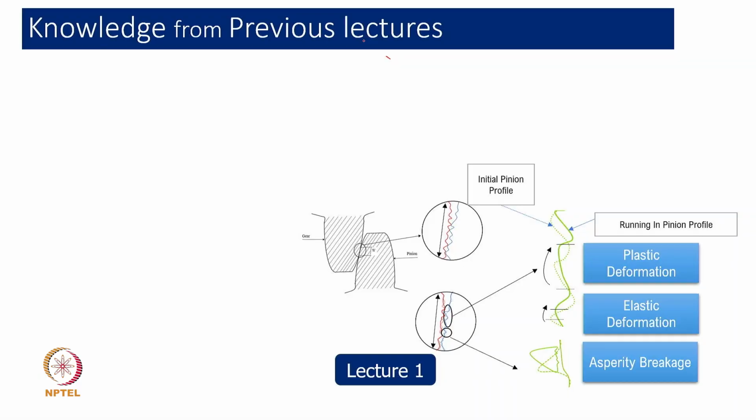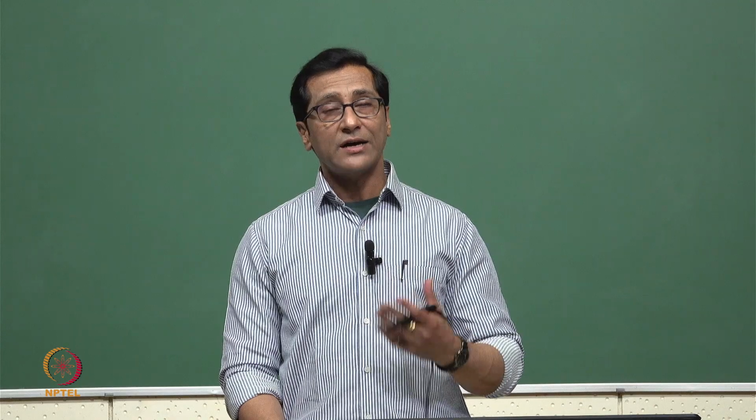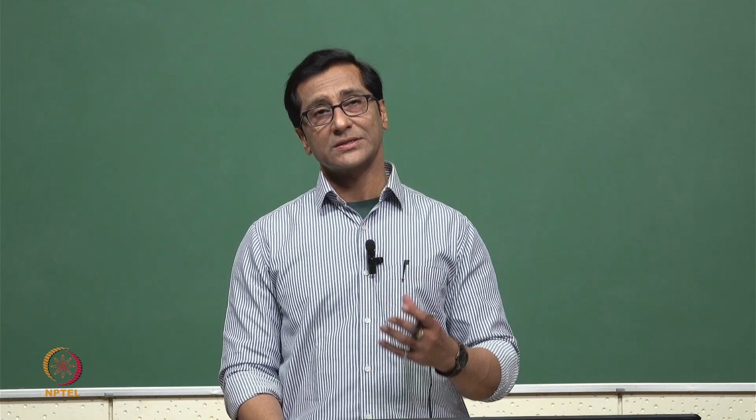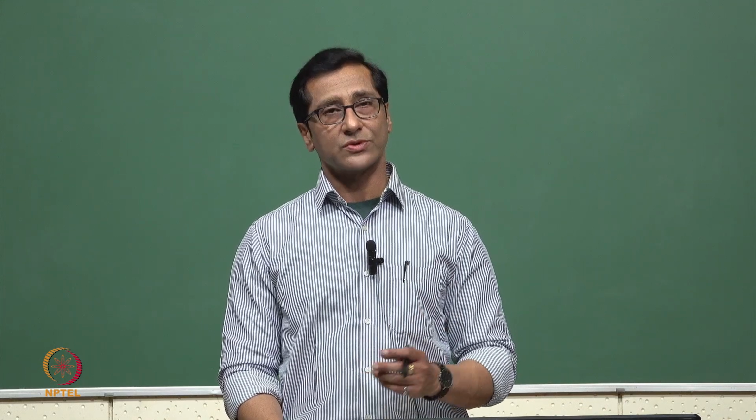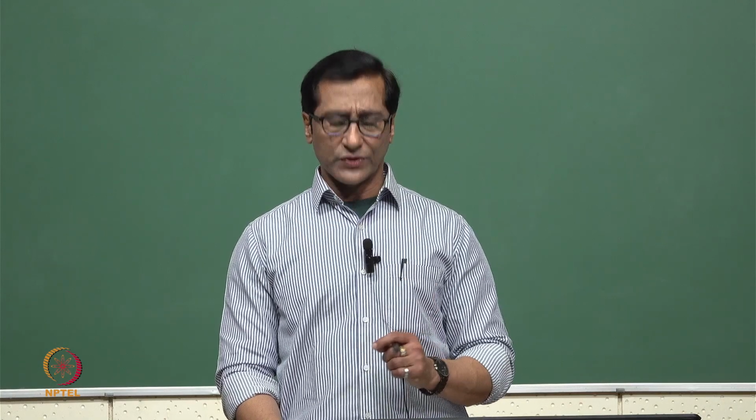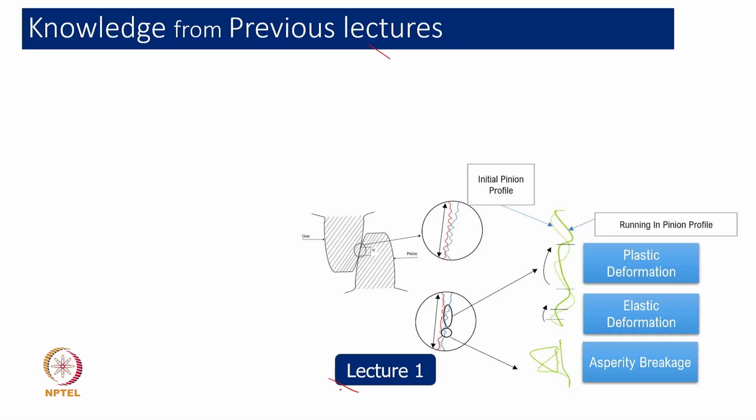So let's now start this lecture's case study. We have already learned a number of things related to gears, so I'm just trying to revise those cases first. Now let's see what we learned in lecture 1. We showed contact between two gear teeth, one tooth of the pinion and another of the gear, and we said that when they come in contact, at the interface there will be some sort of asperities, and there are three possibilities.